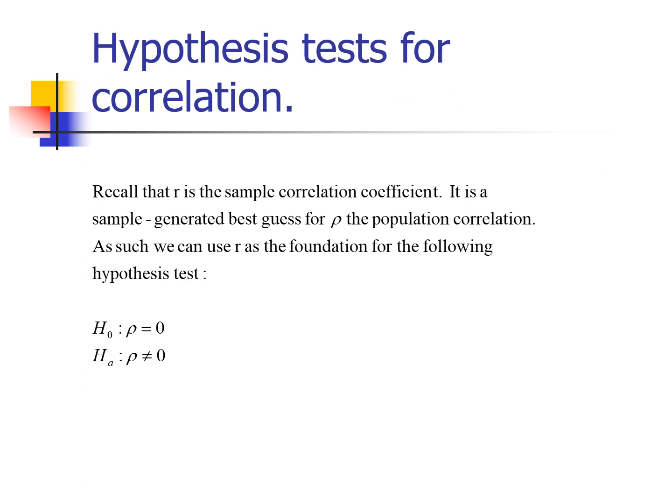So recall, from not that long ago, that r is our sample correlation coefficient. I did not tell us that this is a statistic. I mean, we should have known that. It's based off a sample. Anything based off a sample is a statistic. And it's used as a best guess for ρ, that's the Greek letter rho, the population correlation.